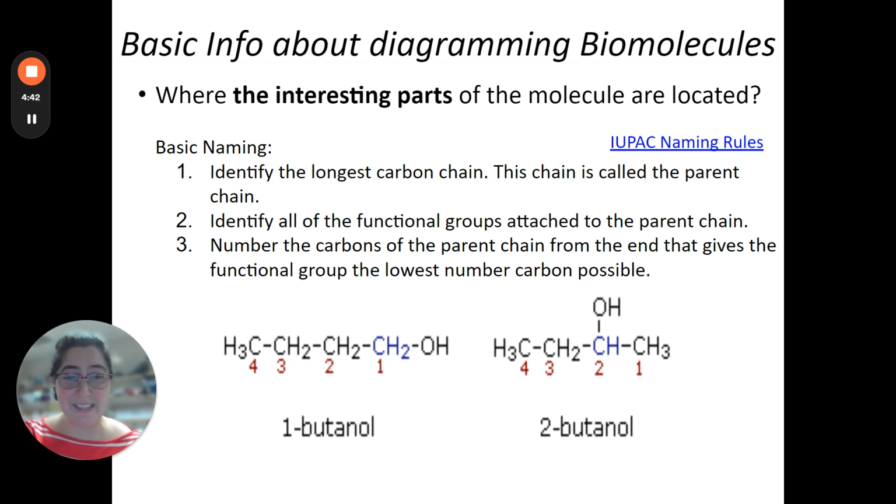Likewise, in the molecule on the right, you can see we have 2-butanol, and it's so named because the hydroxyl group, the OH, is coming off of carbon number 2. If you look at that from the other direction, could it be carbon number 3? Well, it could be, but everyone's agreed the functional group gets the highest priority.